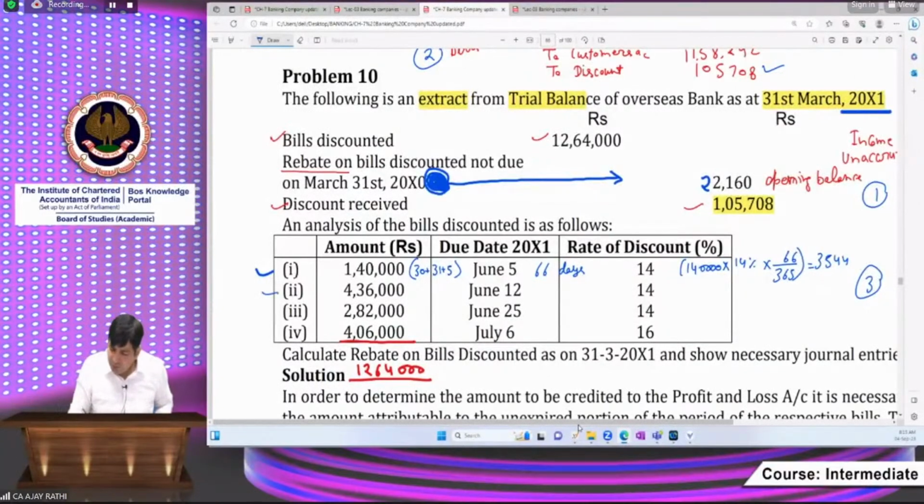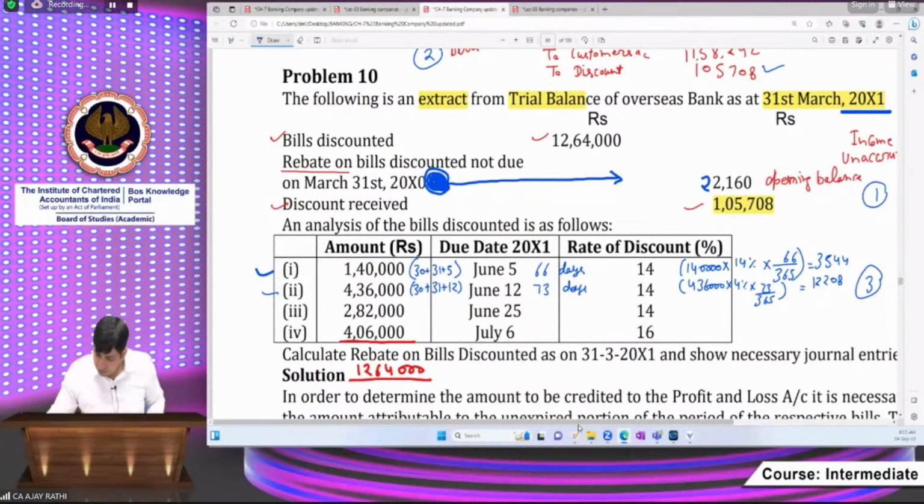Now for the second bill, you know, this is the level of question of the exam. Beta, if we are still saying that banking is tough, no, that is not tough. For 4,36,000, how many days are there? April, May, then June 12th. Can we say these are 73 days? Yes, sir. What will be the amount? Sir, 4,36,000, please use calculator, multiplied by 14% multiplied by 73 days divided by 365. And that will be 12,208. So easy.